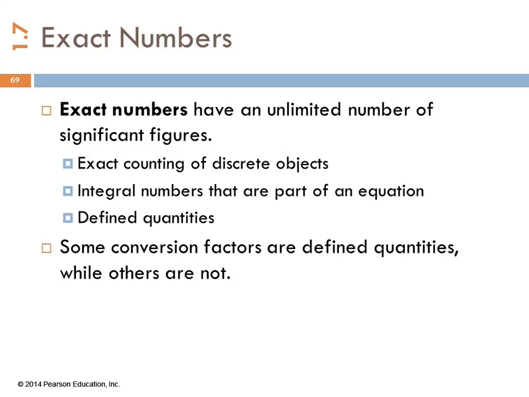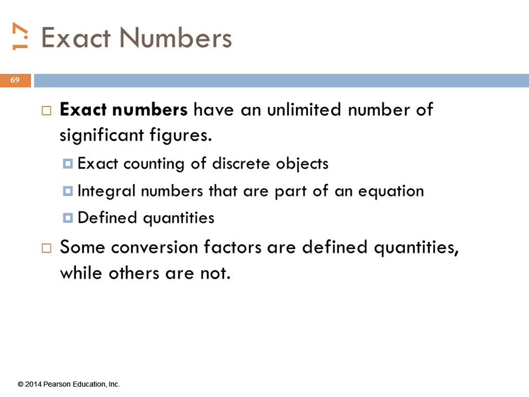So things that you can count discretely, it's an exact number. So how many significant figures does it have then? An infinite number, right? 4 fingers, 4.000, you could say 0 forever. It's exact. You can count things and have an exact number.